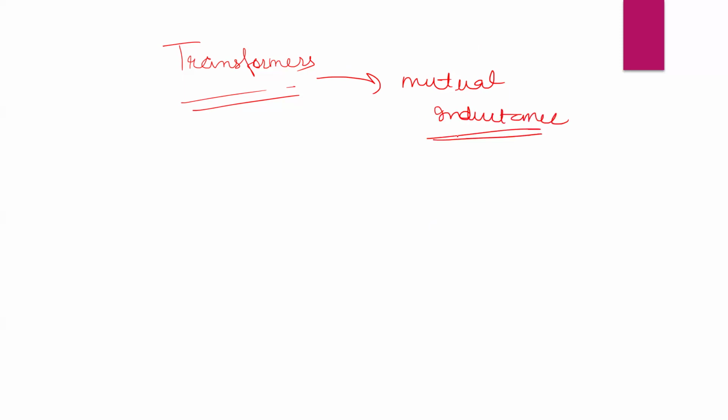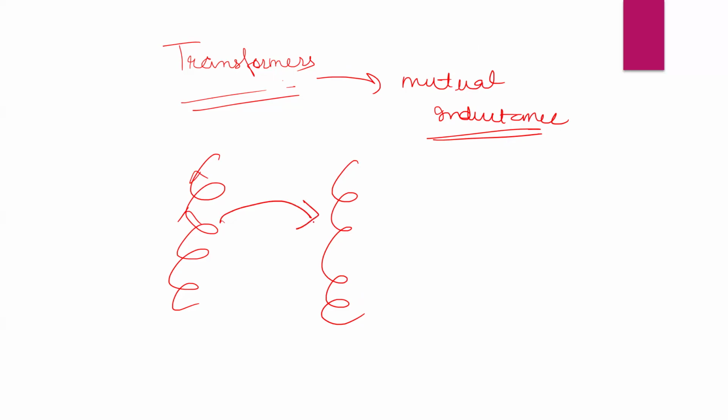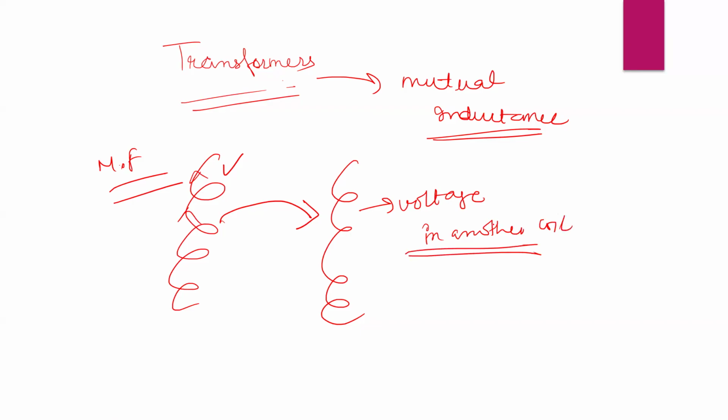Suppose we have one coil, and the current is changing in this coil. The changing current will produce a magnetic field, and because of this there will be production of voltage in another coil. So this is the concept of mutual inductance.